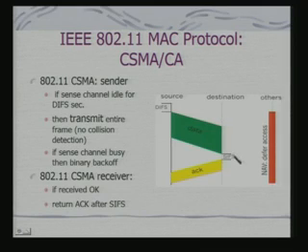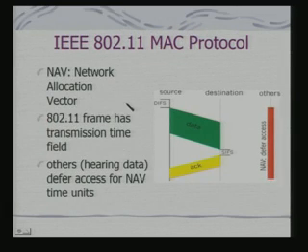Now, the destination waits for SIFS, and if there is no data, then it sends the acknowledgement. The others defer access using what is called NAV. What is NAV? NAV is called network allocation vector.